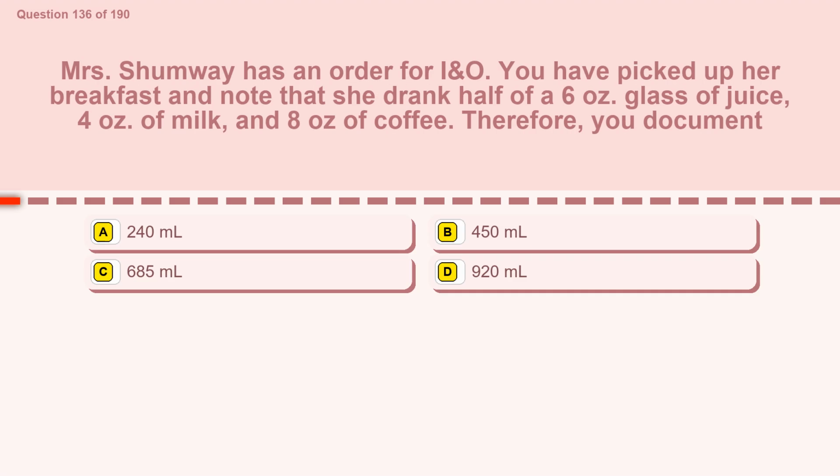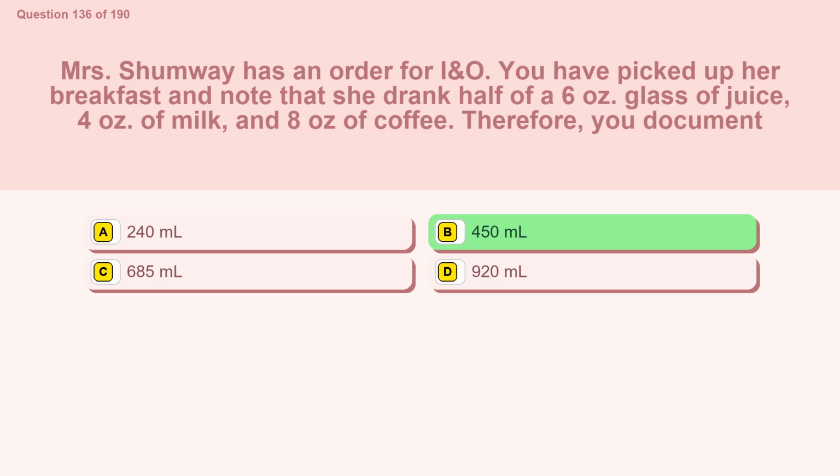Question 136. Mrs. Shumway has an order for I&O. You have picked up her breakfast and note that she drank half of a 6 ounce glass of juice, 4 ounces of milk, and 8 ounces of coffee. Therefore, you document: Option A, 240 ml. Option B, 450 ml. Option C, 685 ml. Option D, 920 ml.